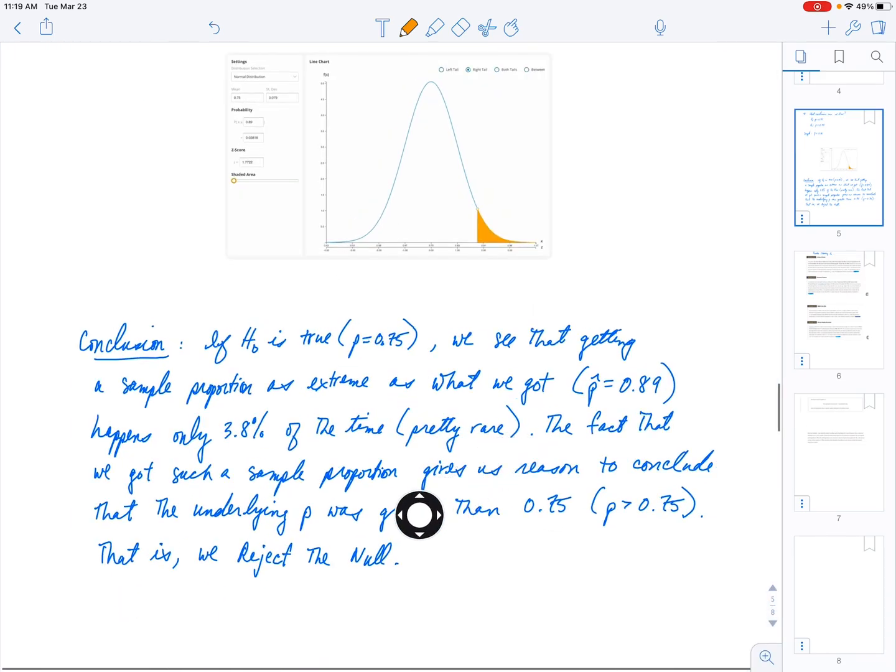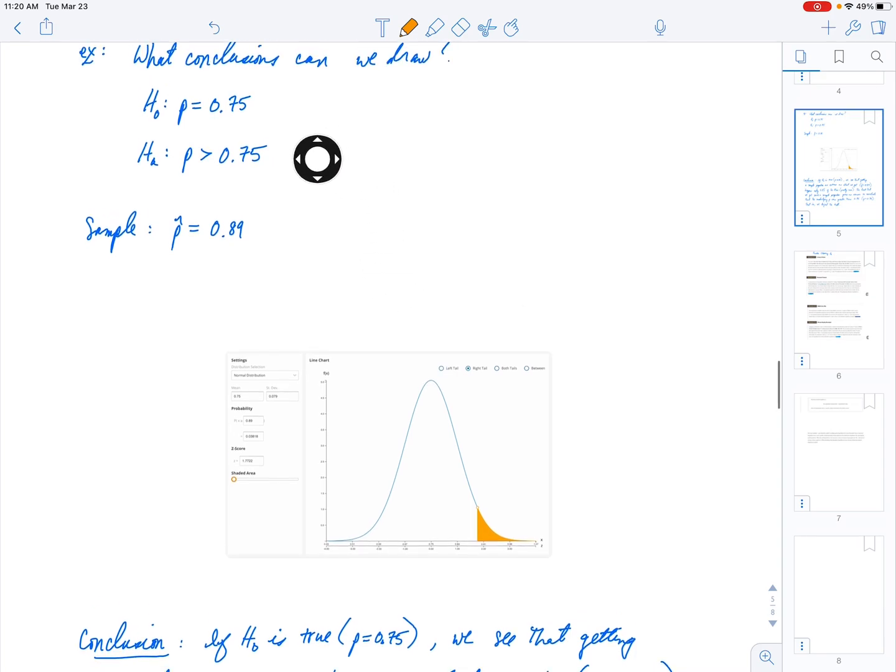So here's the conclusion I draw. If H naught is true, that is the underlying population proportion is 0.75, we see that getting a sample proportion as extreme as what we got, p hat equals 0.89, happens only 3.8% of the time, right? Which is pretty rare. The fact that we got such a sample proportion gives us reason to conclude that the underlying population proportion was greater than 0.75. In other words, we reject the null and conclude the alternative hypothesis. In other words, getting this is so rare. If that was true, it makes me think this wasn't true, and that the underlying population proportion must have been greater than 0.75, okay?